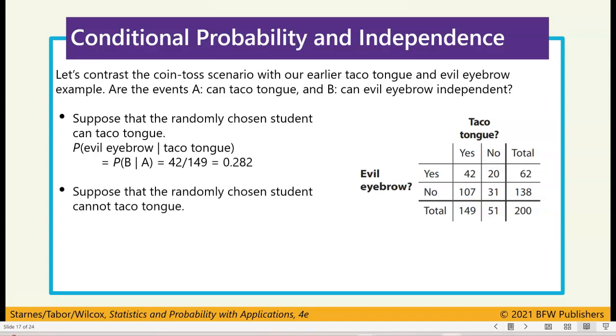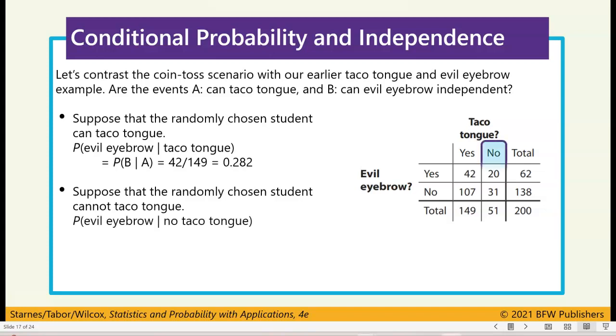So if these are truly independent, then the probability of B should be the same. Probability of B, being just evil eyebrow with no condition, should be the same because taco tongue is not having any effect, right? So what's the straight up probability of just B, the probability of evil eyebrow? There are a total of 62 out of 200.